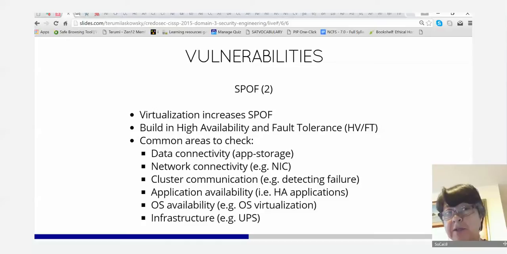Okay, build in high availability and fault tolerance. The Stratus is an example of fault tolerance. Common areas to check: data connectivity, network, cluster communication, right? I'm hoping that the picture that I drew of putting all those lines in there actually covered all these things. Application availability, OS availability, infrastructure, ops, etc. So those are the points to consider for single points of failure.